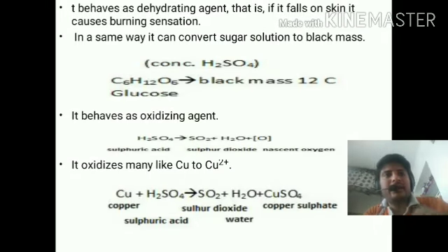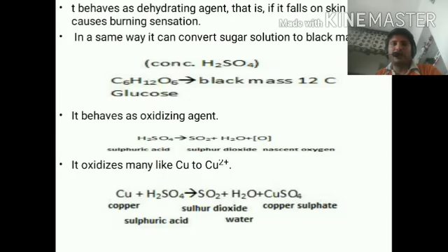It behaves as a dehydrating agent. I told you it is highly reactive and non-volatile in nature. It is an oxidizing agent and it is a dehydrating agent. Dehydrating means it absorbs water or removes water from compounds. When glucose, which means sugar, C6H12O6, reacts with sulfuric acid, it gives a black mass. Look at that, it gives the black mass.